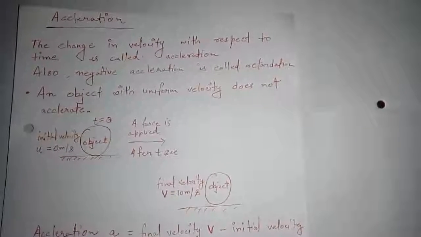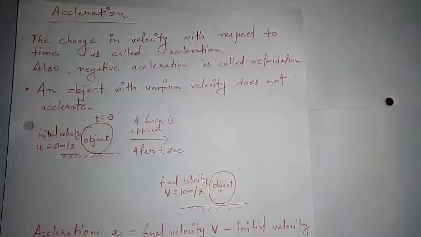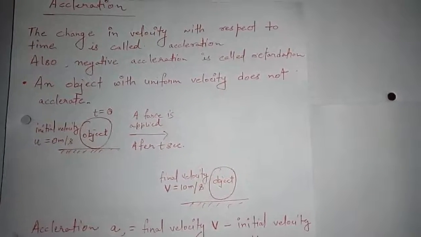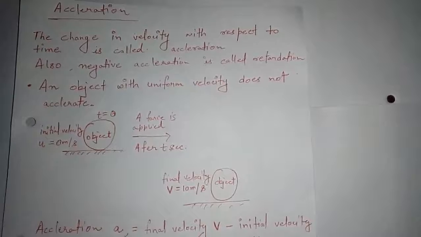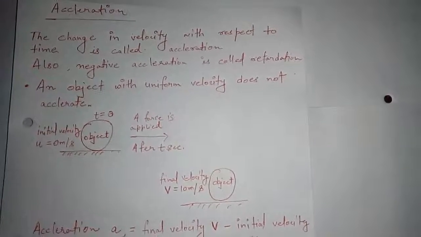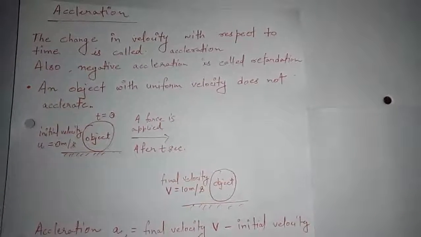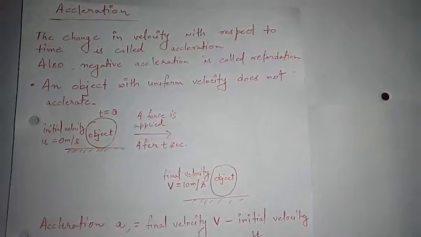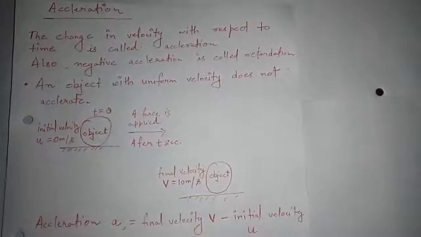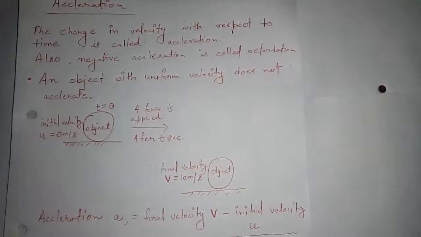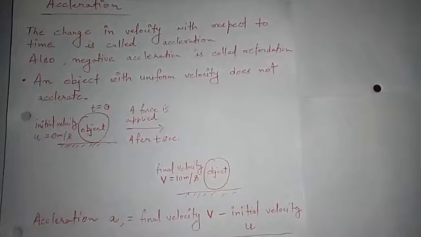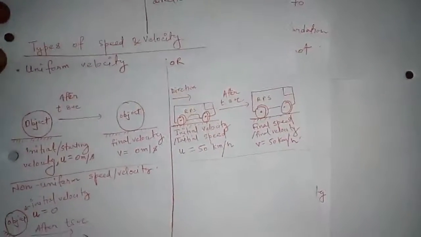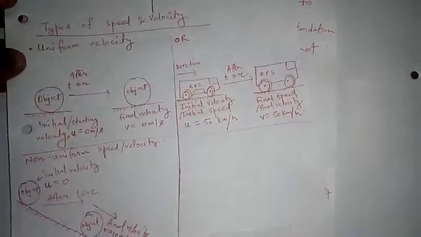Hello everyone. So far we have discussed the two different types of velocities. One was uniform velocity and the other one was non-uniform velocity. The difference was that in uniform velocity, acceleration was not required, because that is what uniform velocity means: something which does not accelerate, its velocity remains constant.